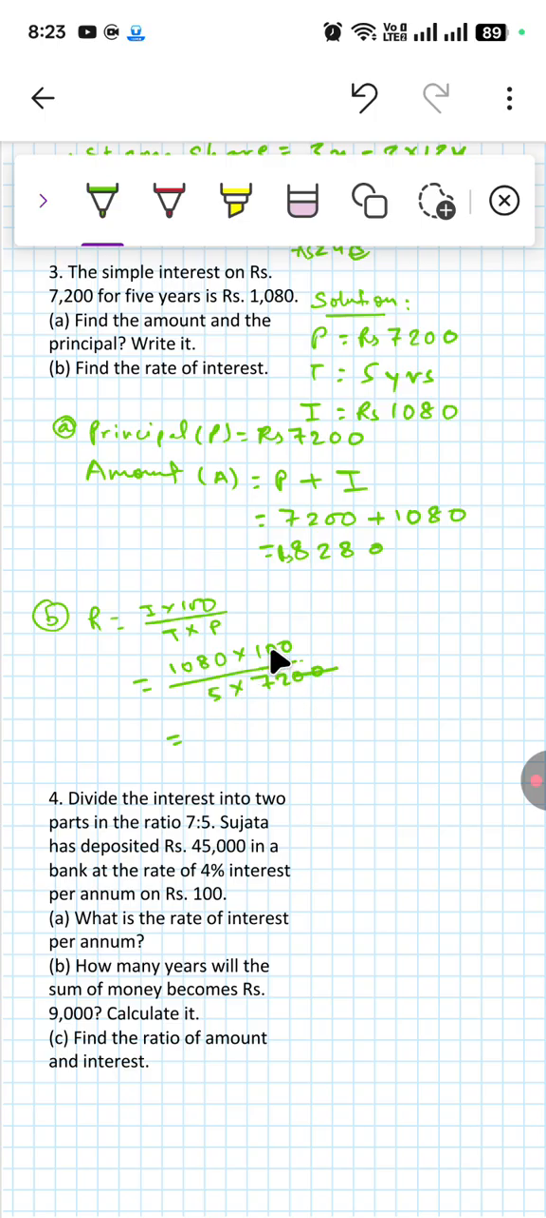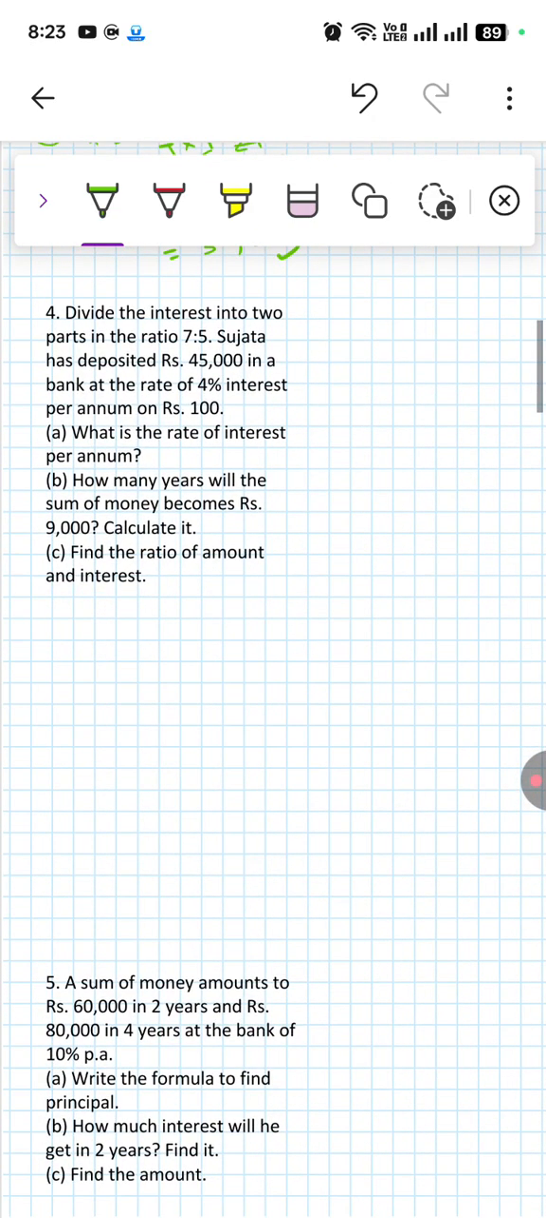So the 20 down and the 20 on the top can be reduced. 5 can divide it. 5 2s are 10, 5 1s are 5, and 5 6s are 30. Now 8 can divide this. Yes, 8 9s are 72, 8 2s are 16, 8 7s are 56, 9 3s are 27. Here comes the rate, that is 3%. Another formula is also there for finding rate, but this is the easiest one.